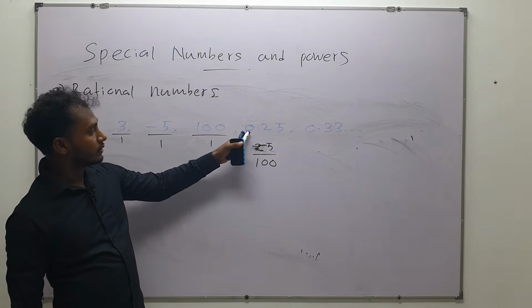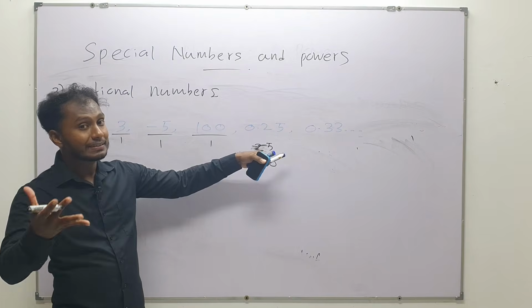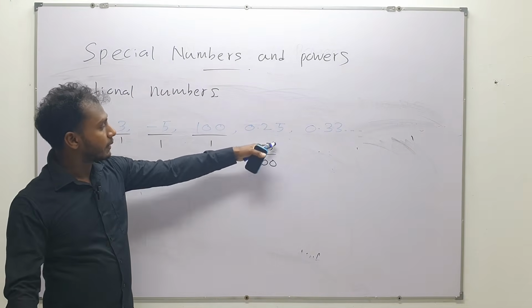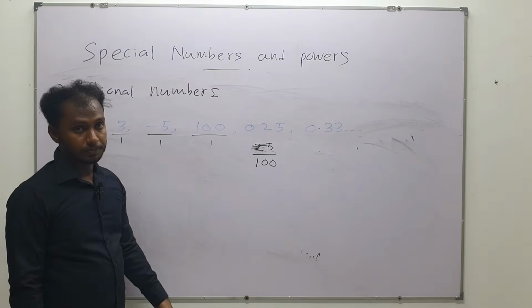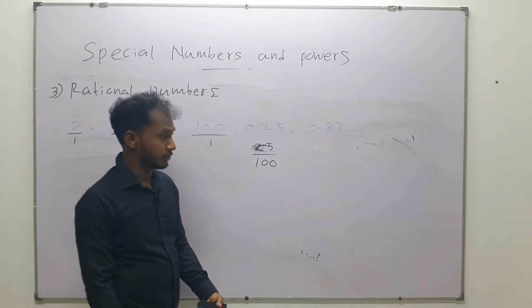Yes. So, this is a terminating decimal. We'll be learning decimals in the next lesson. But somehow this is a terminating decimal we call. So, that can be written as a fraction. So, you know how to convert decimals in fractions, right?